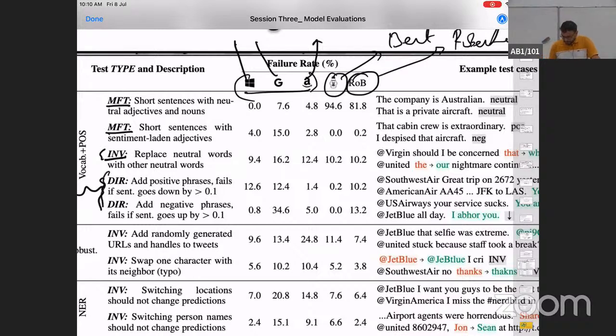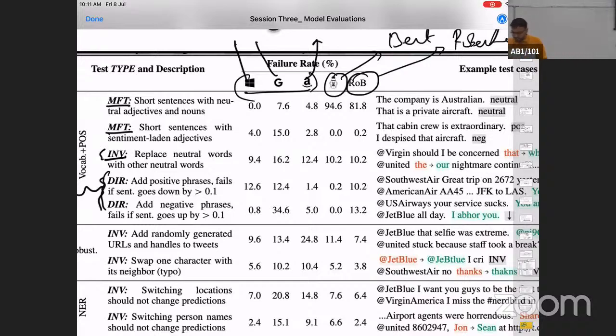And the third kind of sentences that they have generated are called directional. Given a positive review, I will add some more positive words to it. But if my model starts predicting it as neutral or negative, that means the model is not good. The same thing is true with the negative case. Suppose I have a negative example and I start adding some negative words to it. It will become more negative. But if my model starts predicting it as positive or neutral, that means the model is not good. This is a very simple experiment to check whether my model has a good vocabulary or not.